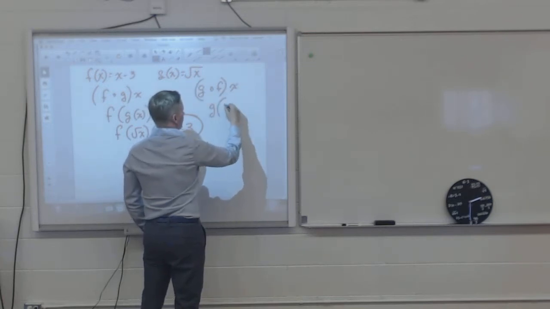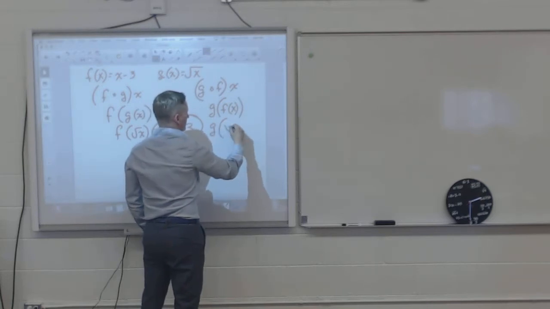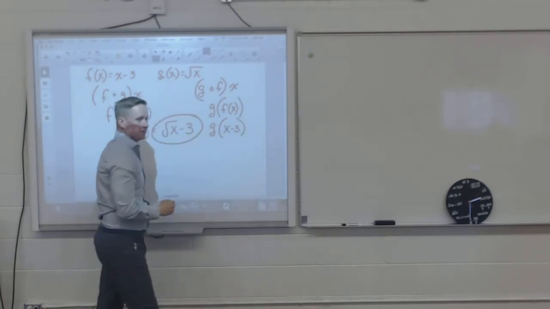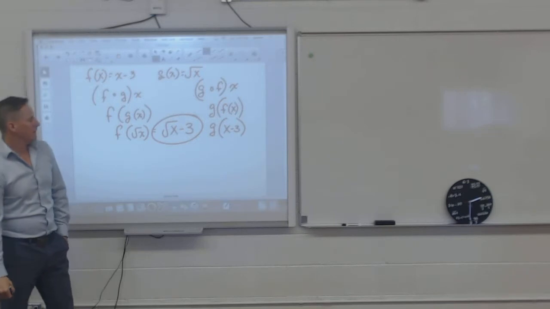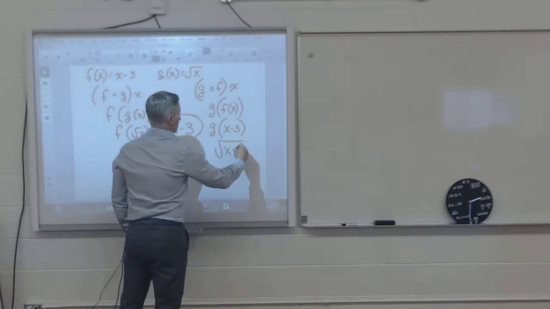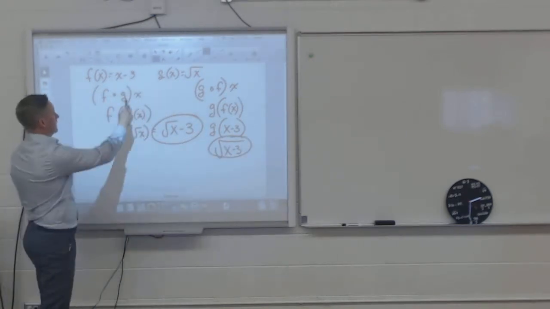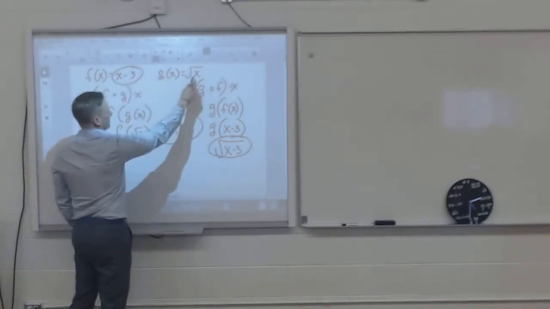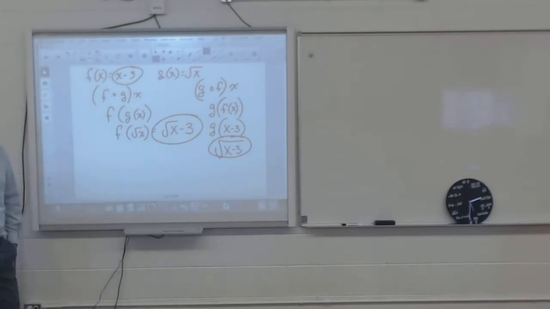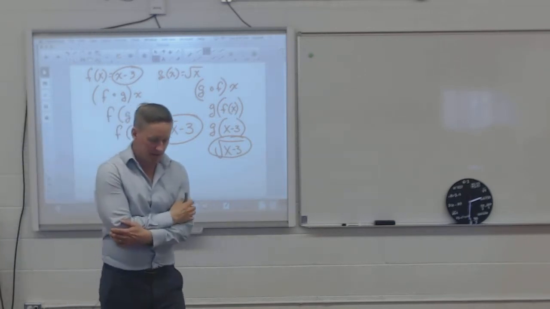Doing it the other way, that's like saying g of f of x. So g of x minus 3 is, take this, substitute it in for x there. So far so good. Not a difficult concept.